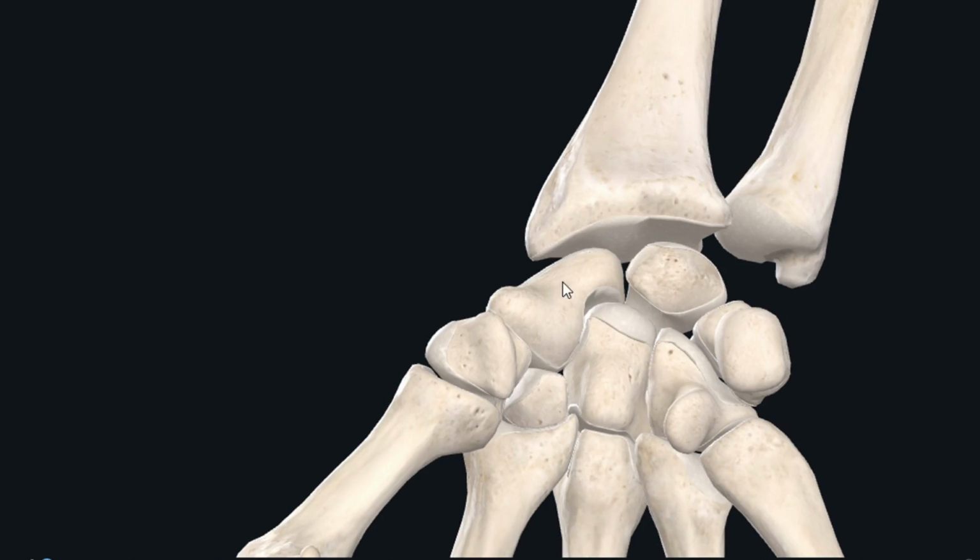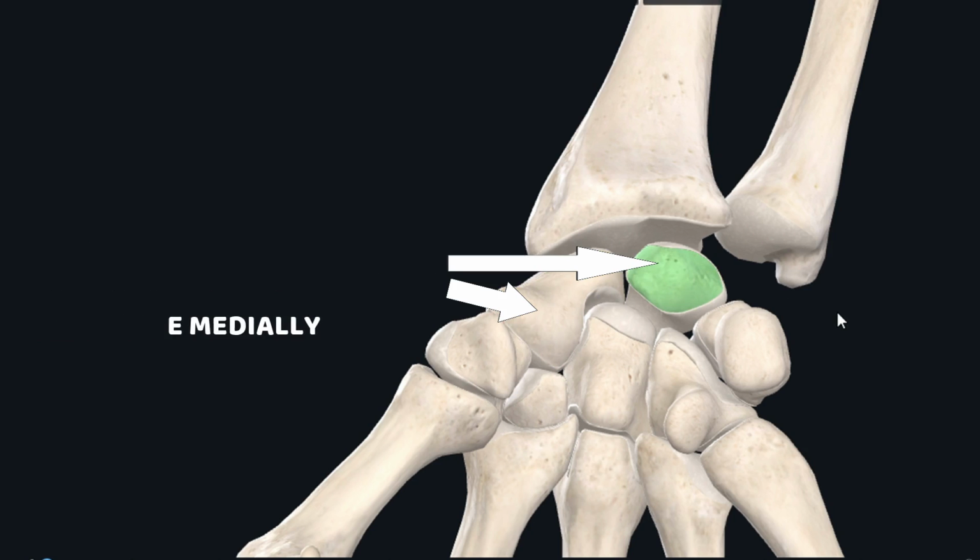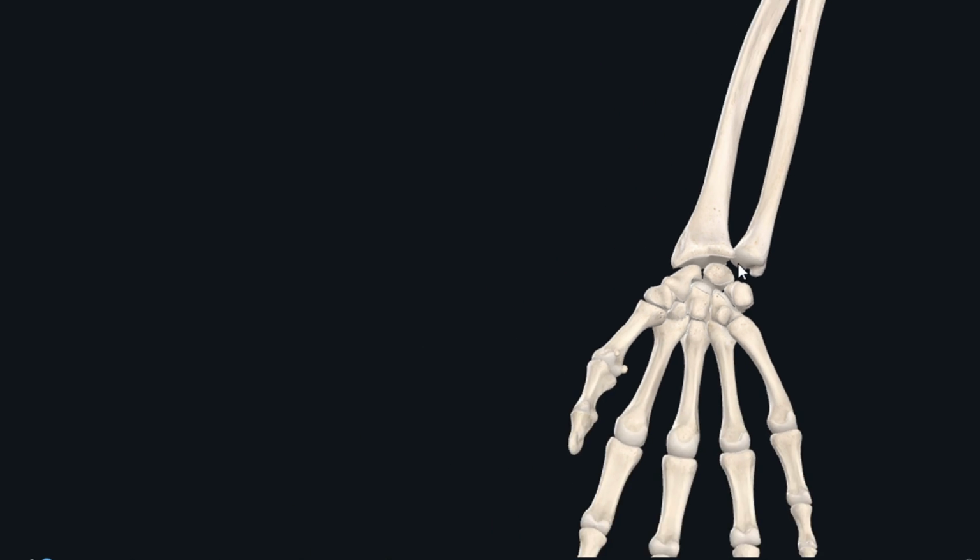This area articulates with the scaphoid bone laterally and with the lunate bone medially, as you can see in the model. Now we are done with the radius, so let's discuss the ulna.